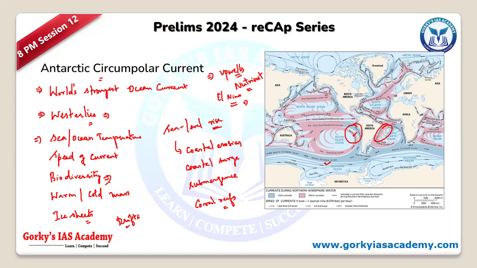And naturally, since it is affecting the entire global ocean current, it will have an impact on the distribution of the climate, or the parameter regulation function will be influenced by this particular current. Okay. Sir, can it change the fate of El Nino? Of course.